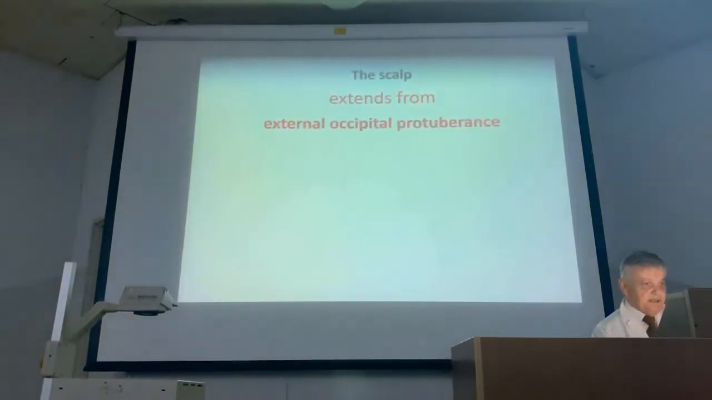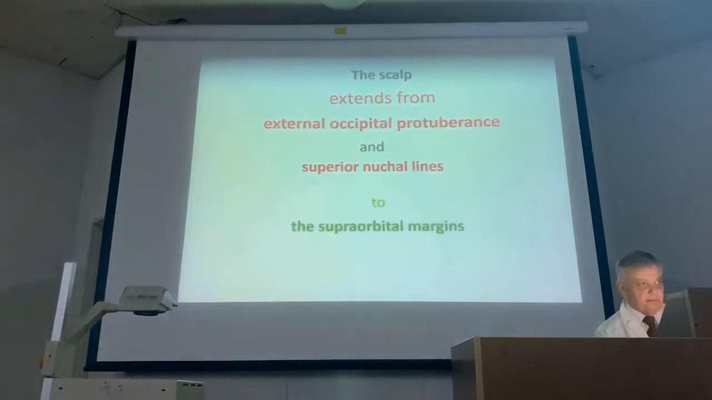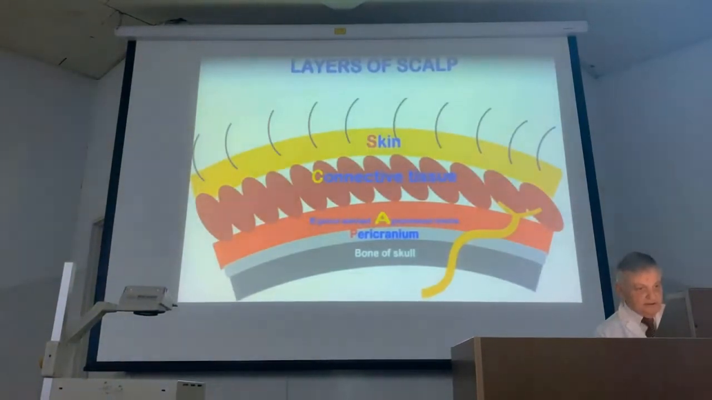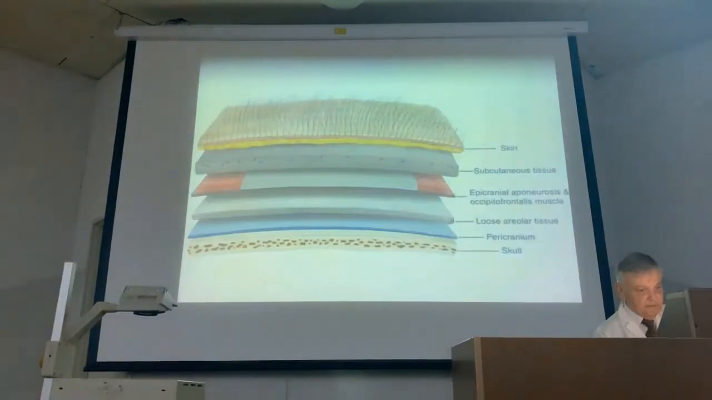It extends from the external occipital protuberance at the back and nuchal lines to the supraorbital margins, down to the eyebrows, and laterally to the zygomatic arch. This is a drawing of the layers of the scalp. It is skin, connective tissue, epicranial aponeurosis, pericranium, and bones of the scalp.